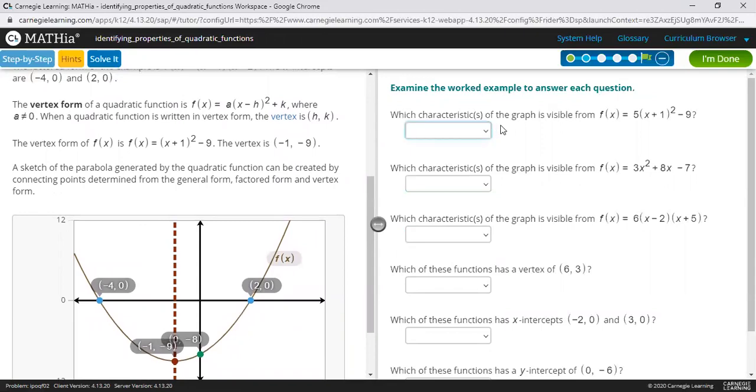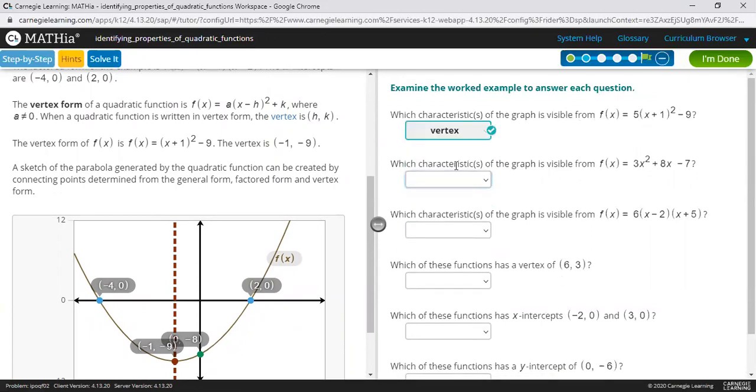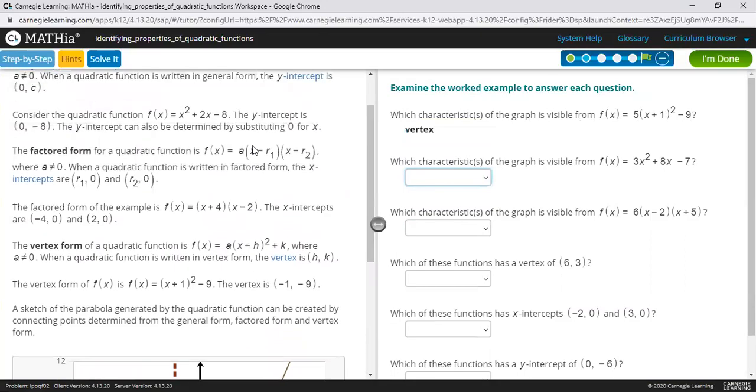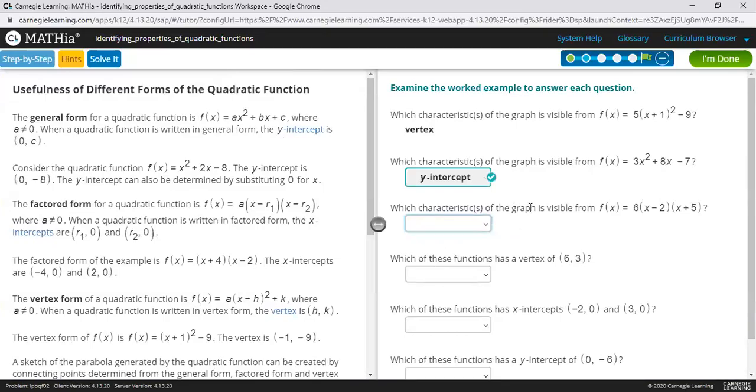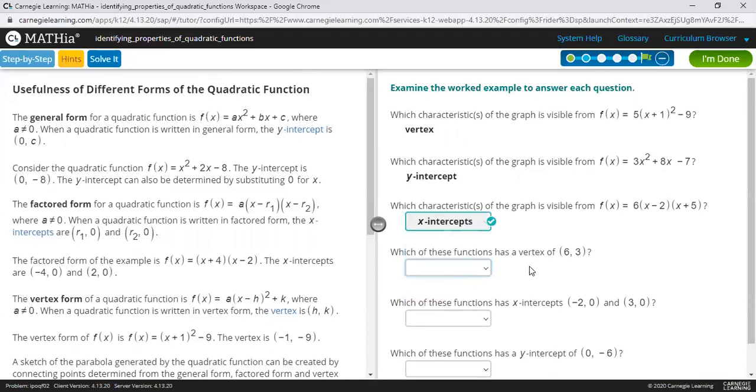So if we go through and we identify, well, what characteristic would be visible from this? This is vertex form. So we know we would be able to see our vertex. In general or standard form, remember, we're able to see our y-intercept. In our factored form, we can see our x-intercepts.